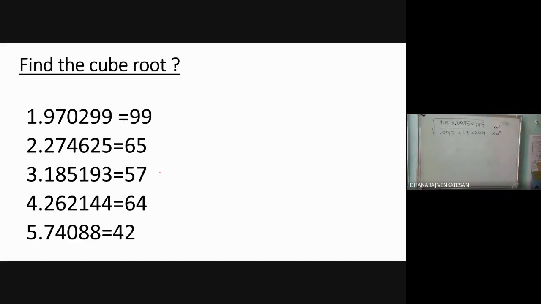Is the screen not clear, or is what I'm teaching not clear? I can't understand.